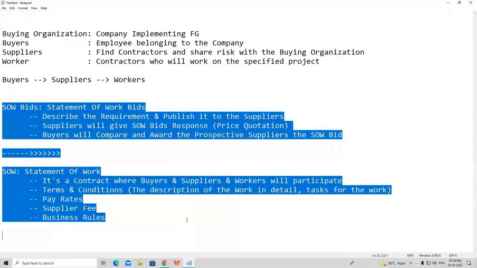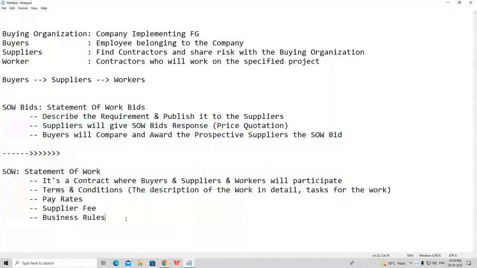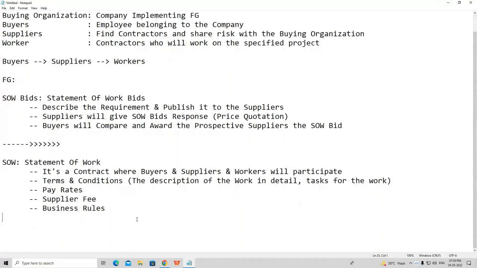Then basically we have done the SOW, but everything is happening where? Everything is happening in Fieldglass. Now all of you should ask me, Manoj, where is Ariba coming in between? Yesterday you talked about integration with Ariba. My question is, how can you convince business not to go with FG?